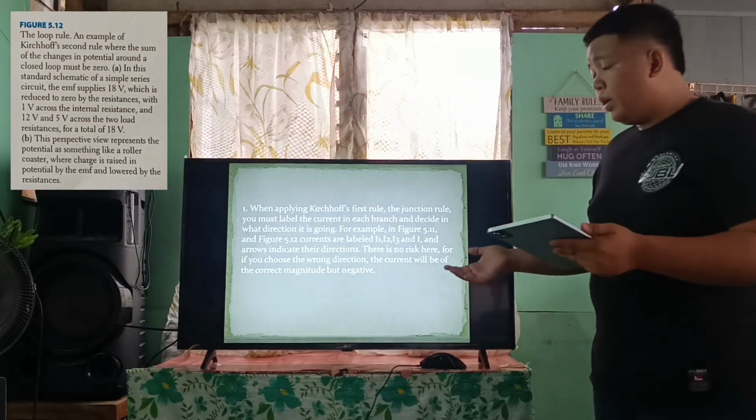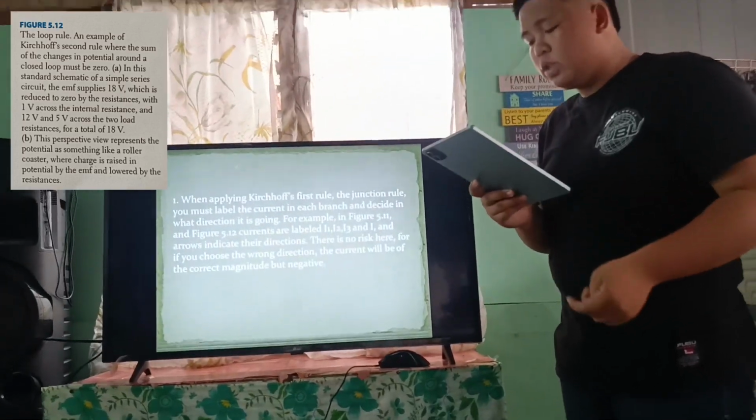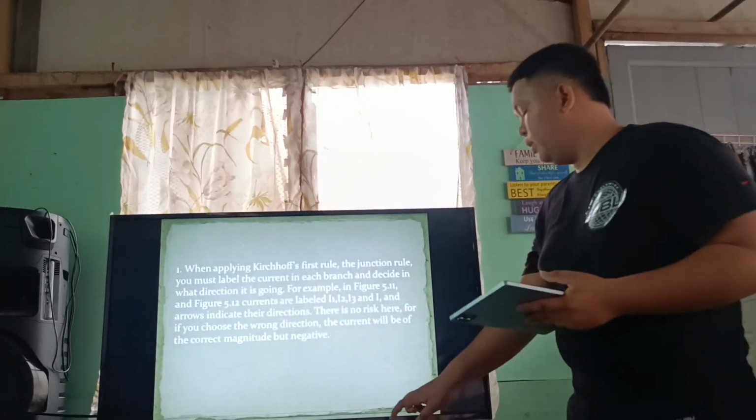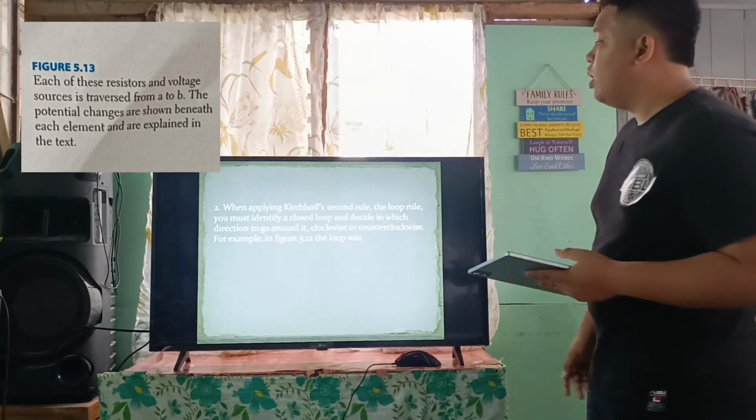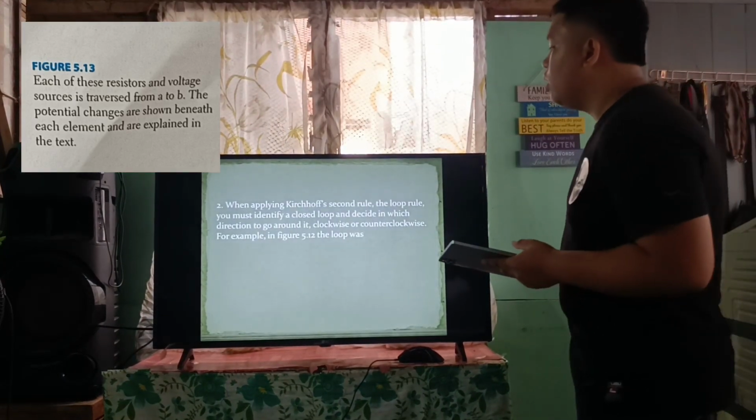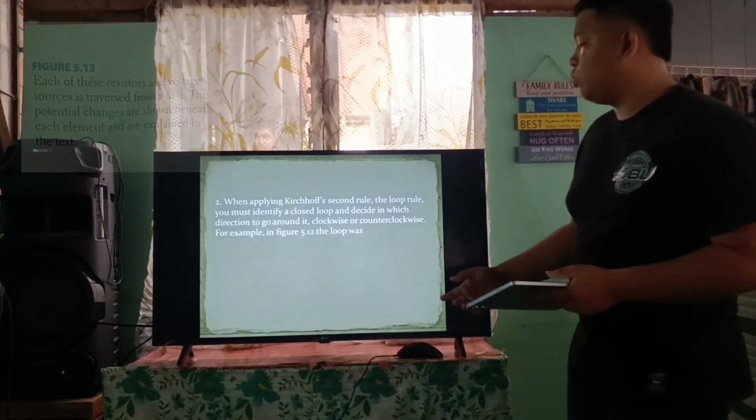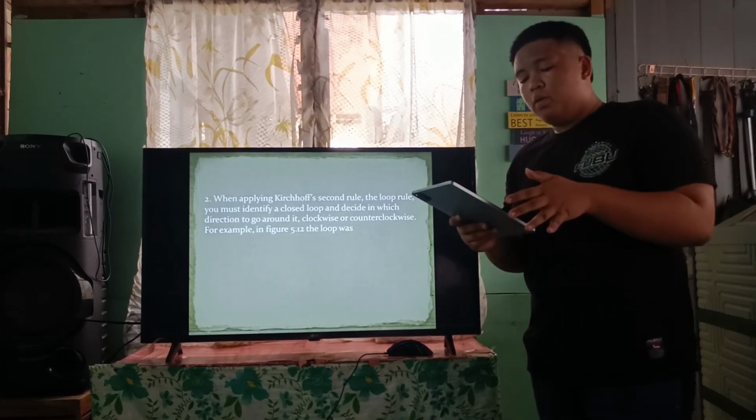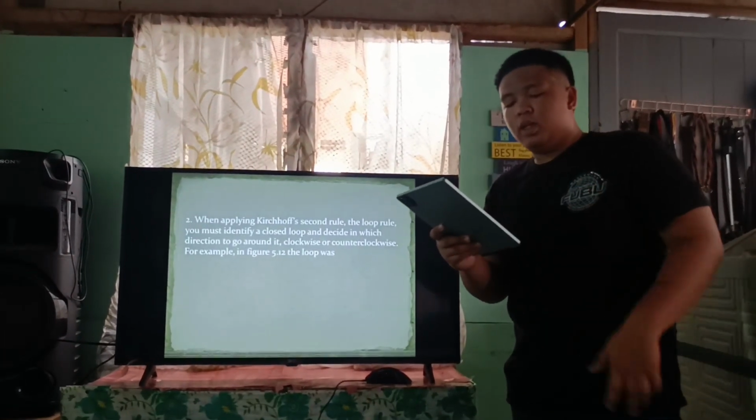My definition of this is that applying Kirchhoff's rules helps us solve complicated electrical circuit problems by setting up equations. Here's how it works. When applying Kirchhoff's second rule, the loop rule, you must identify a closed loop and decide in which direction to go around it, clockwise or counterclockwise. For example, in figure 5.12, the loop is shown, which I'm going to show you later. So I'm going to be defining the first rule application and the second rule.